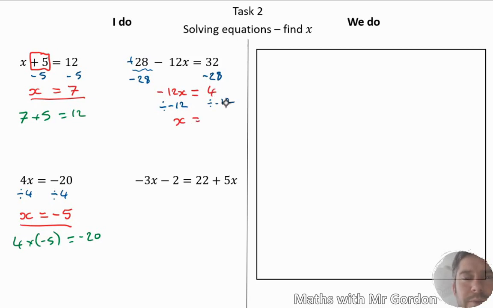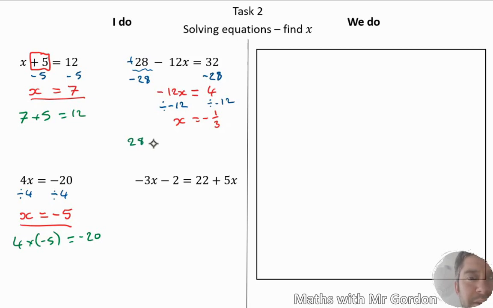Let's just do 4 divided by 12. So 4 divided by 12, 4, 8, 12. That's a third. 4 divided by 12 is a third, but it's going to be a negative third because we're dividing by negative 12. And there's our answer, so negative 1/3. Again, we can substitute in to make sure it actually works.